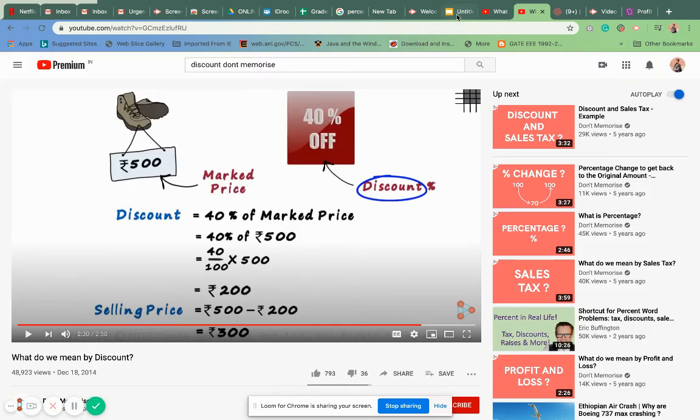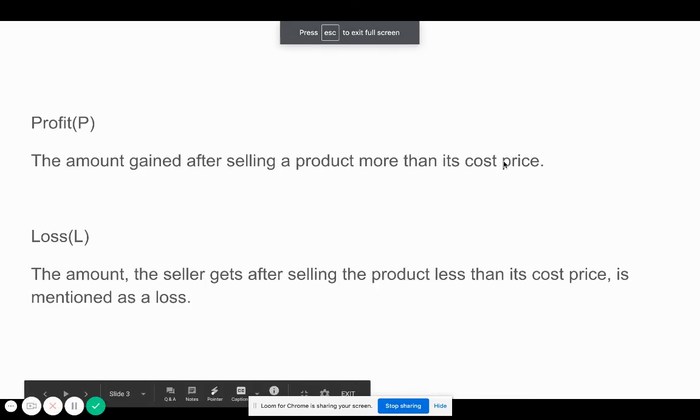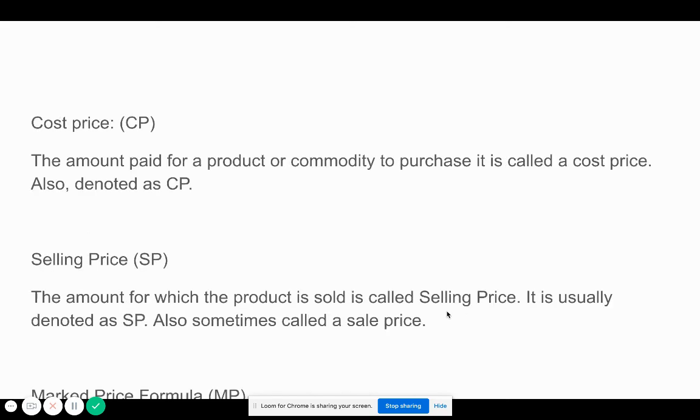So let us quickly revisit and recap what we have just seen. Profit is nothing but the amount gained after selling a product for more than its CP. And when does loss happen? When the amount the seller gets after selling the product is less than its cost price. Now, what is cost price? The amount paid to purchase a product or commodity is called the cost price. It is also denoted as CP.